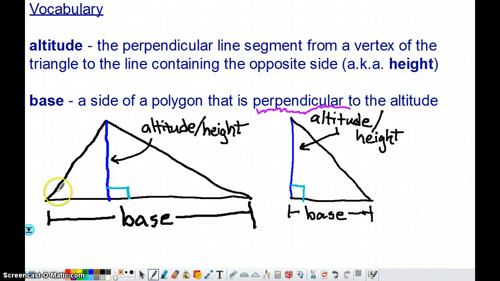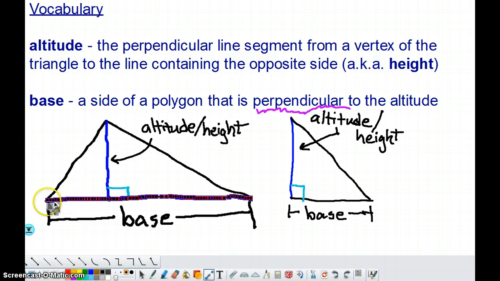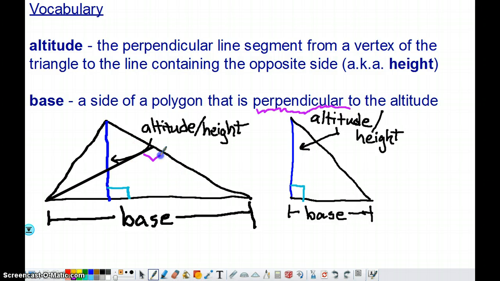Could I have made this my vertex right here and drawn an altitude here if that created a right angle right there? Could I do that? Yeah. Absolutely. I would just have to kind of turn my paper, but I could absolutely do that. You can draw an altitude from any vertex to its opposite side as long as it's perpendicular and has this 90-degree angle. Great questions.